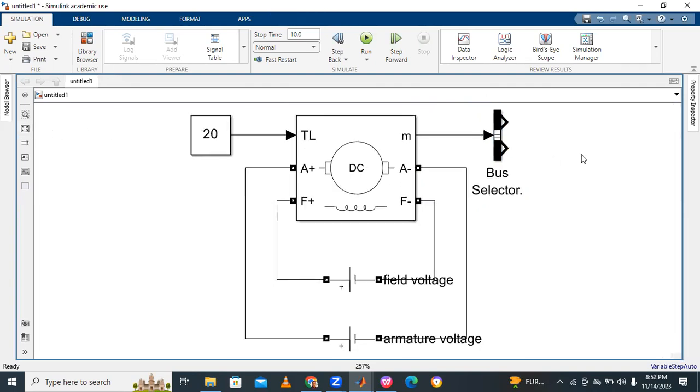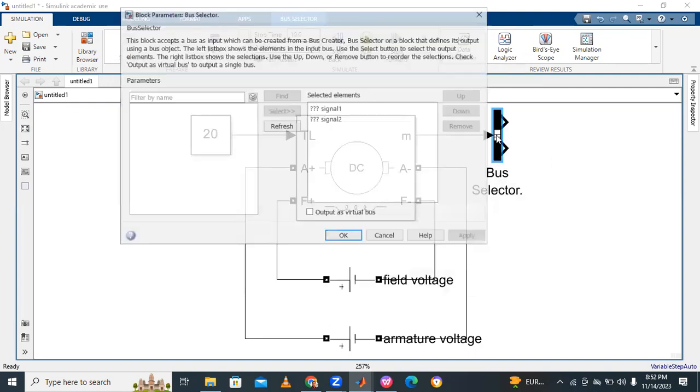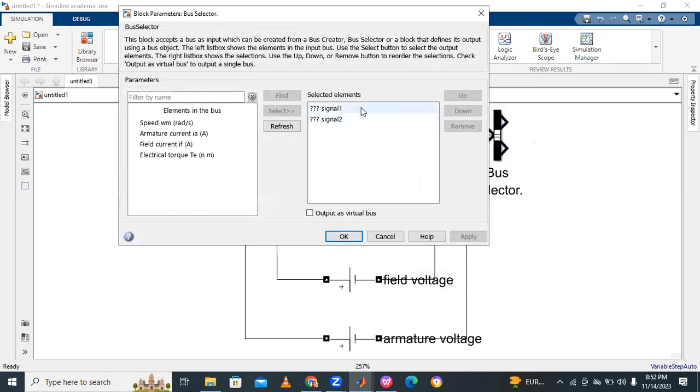Next, after this bus selector, what signals are required from this motor? What characteristics do we have to observe from this motor? Open this bus selector, remove signal 1 and signal 2, select and remove. And on the left side, the first one is speed in radians per second. Select speed like this. Then the select icon. So speed in omega radians per second, motor speed. Then next armature current. Then press select.